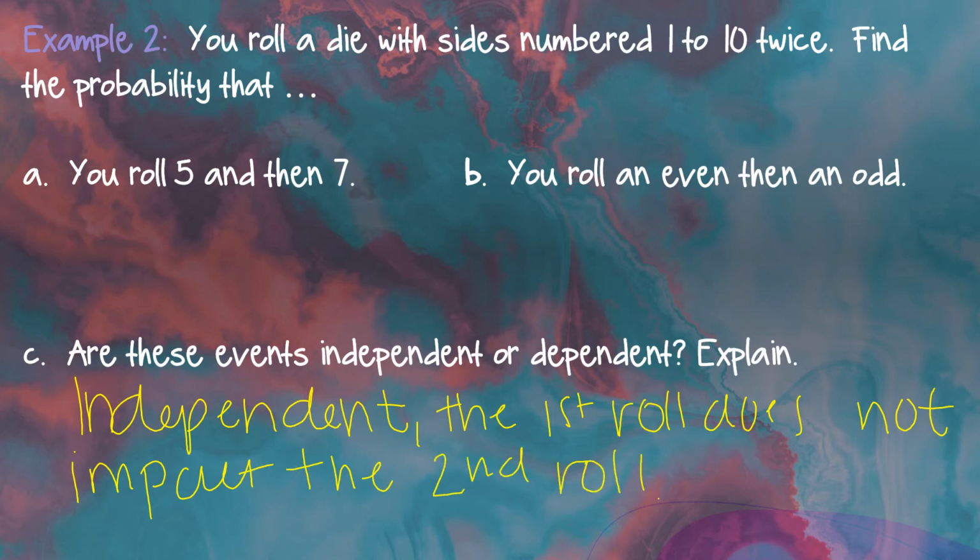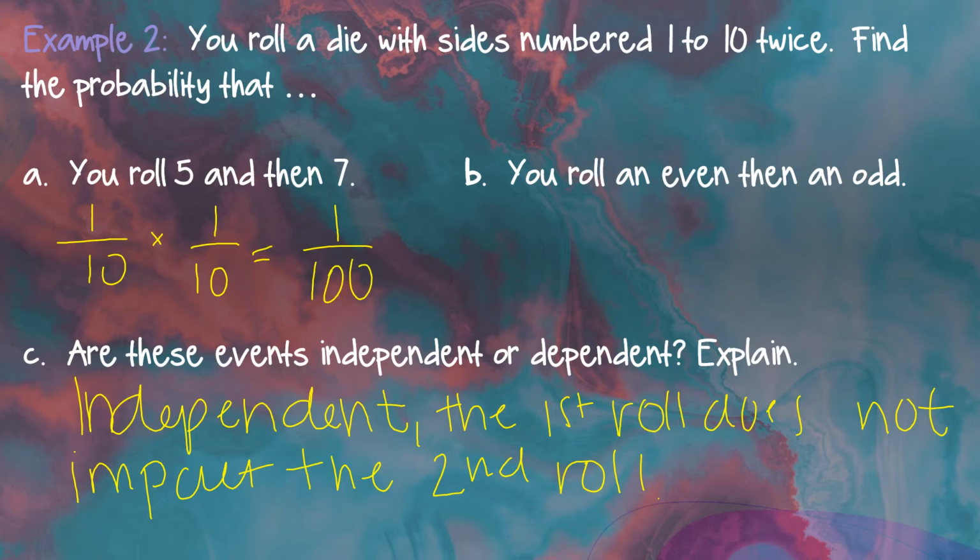All right, so let's find the probability we roll a 5 and then a 7. The probability that we roll a 5 is 1 out of 10. Keep in mind this is a 10-sided die. And we're going to do multiplication, and not or. A 7 would also be 1 out of 10. So we multiply straight across, that would be 1 out of 100, which does not simplify.